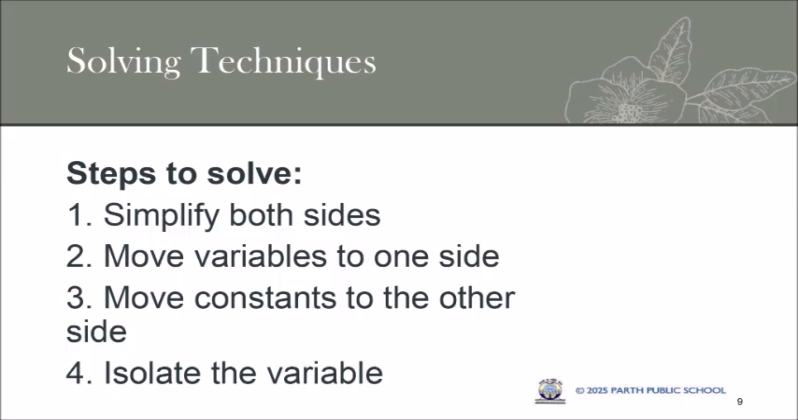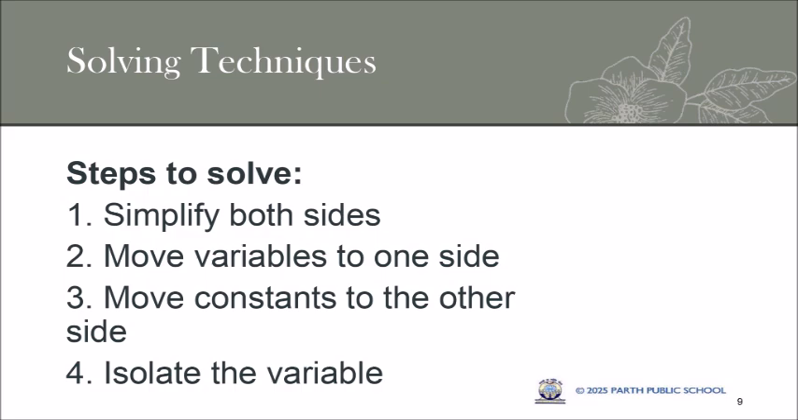Number 2, move variables to one side. Next we want all the x, the variables, on one side of the equation. Usually we move them to the left hand side by subtracting or adding. The third step, you have to move the constants to the other side. Now the variables are on one side, so let's move the constants, the numbers without x, to the other side, that means on the right hand side.